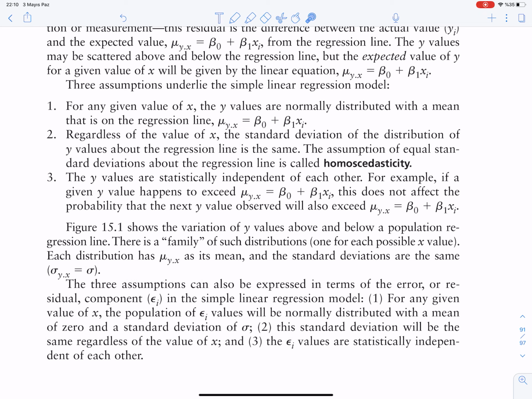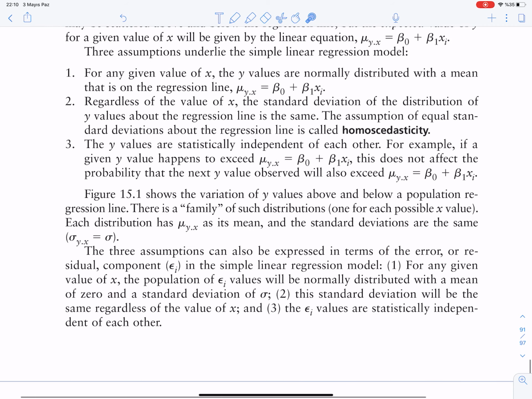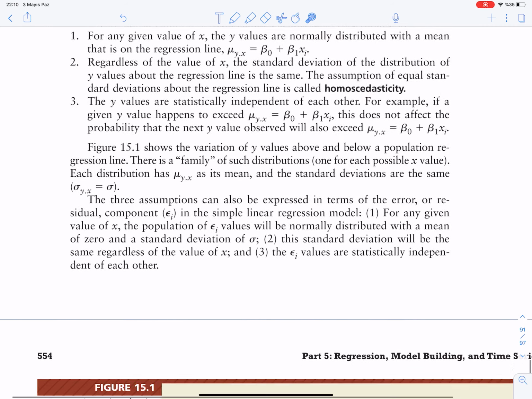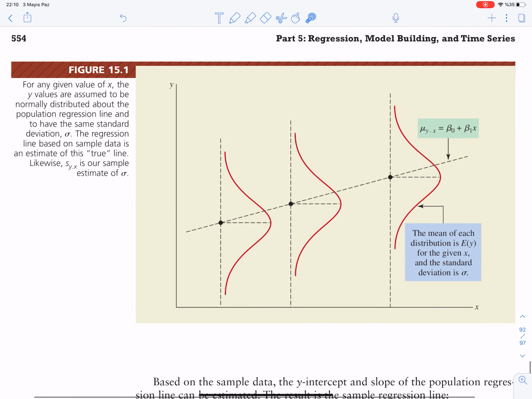The third assumption is that the y values are statistically independent of each other. For example, if a given y value happens to exceed the mean, this does not affect the probability that the next y value observed will also exceed it. Y is a random variable, so it will change. It might exceed the mean sometimes, and sometimes it will be less. We will see all this in the following figure.